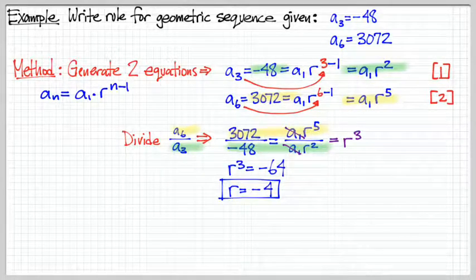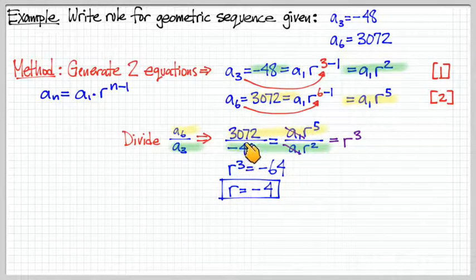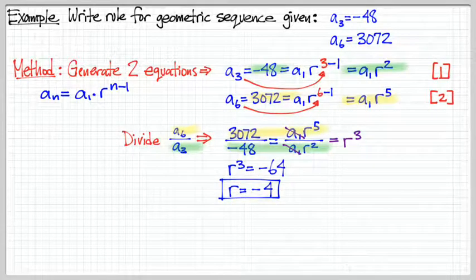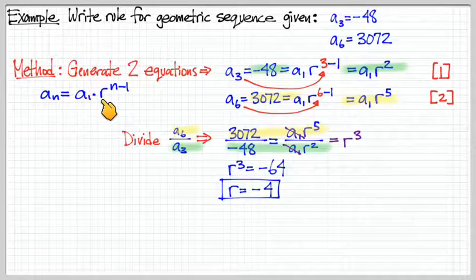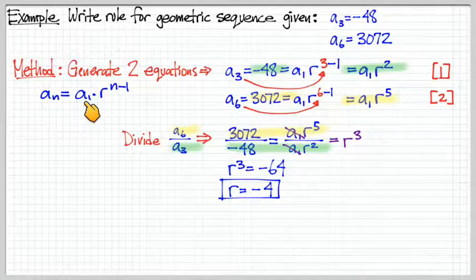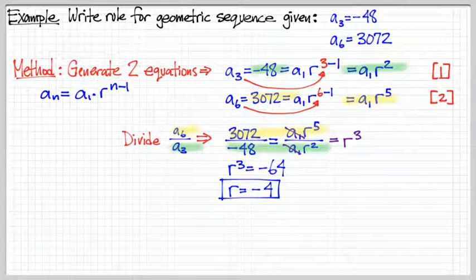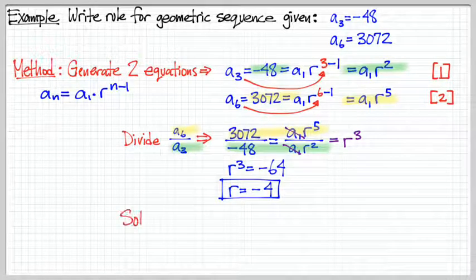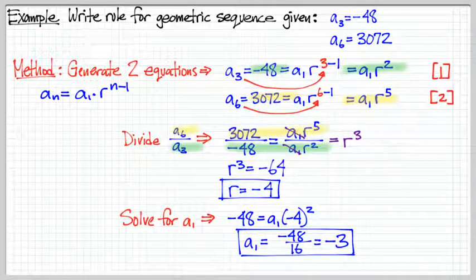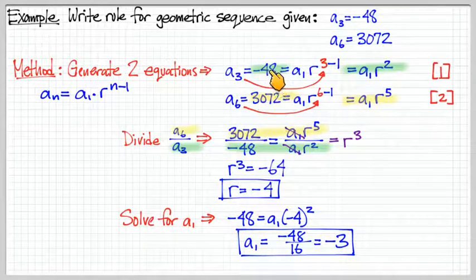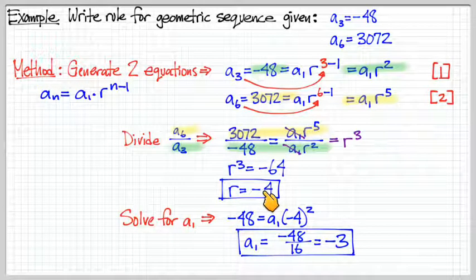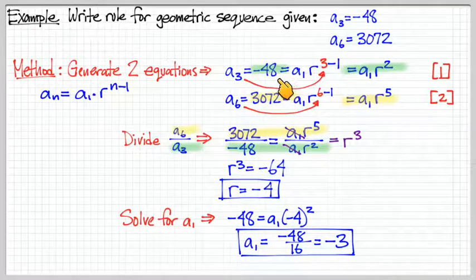So now we have r cubed is equal to negative 64, that's dividing these two numbers. We take the cube root of each side, we get r is equal to negative 4. So we found one variable, we're not done. We want to get to this. We need to still find A_1. So let's plug r into one of the equations. I'm going to choose to use equation 1 and plug this value of negative 4 into this equation here.